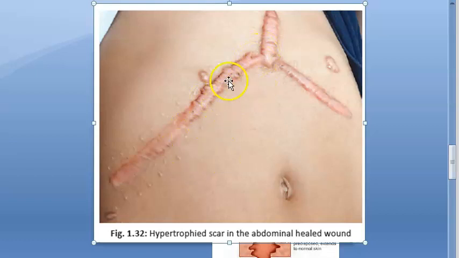Okay, let's look at this. This, guys, is a hypertrophic scar. See, only wherever there was the incision or wherever the wound, only there it has kind of risen, right? Only the height has increased, only within that area of the wound. So this is a hypertrophic scar.